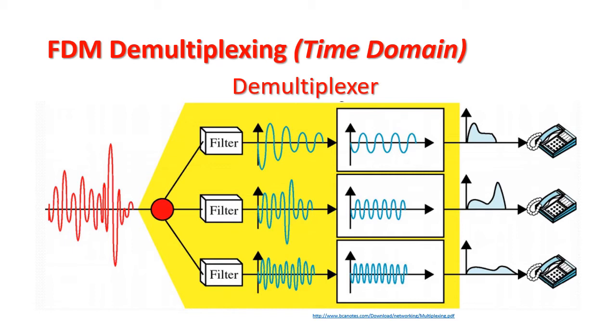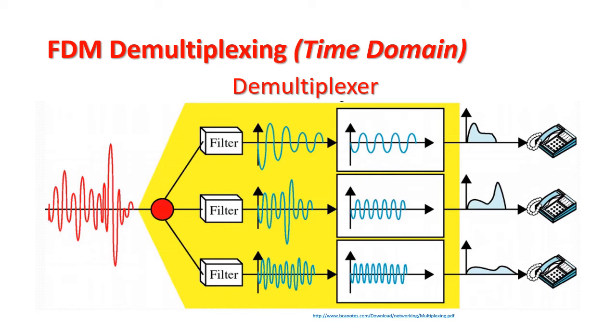So for our first filter, the topmost filter, it will allow the relatively low frequency signal to pass through, and then a demodulator circuit will process the signal, and the output of the demodulator is the original message signal. For the second filter, it will allow the corresponding signal to pass through, which will then pass through a demodulator, and the output will again be the original message signal for the second telephone.